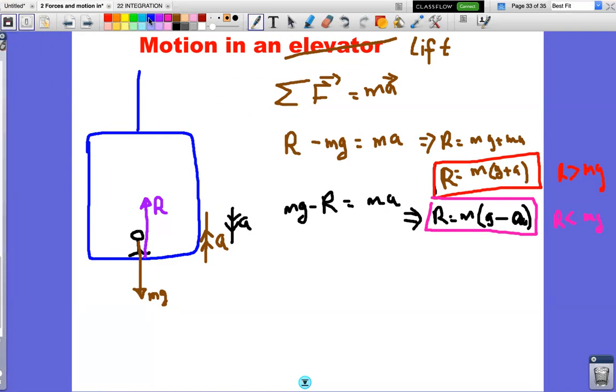And now the third case, if the lift is moving at constant velocity, this means acceleration is 0, then you use any of these equations, a is 0, you'll get R equal mg, all right?